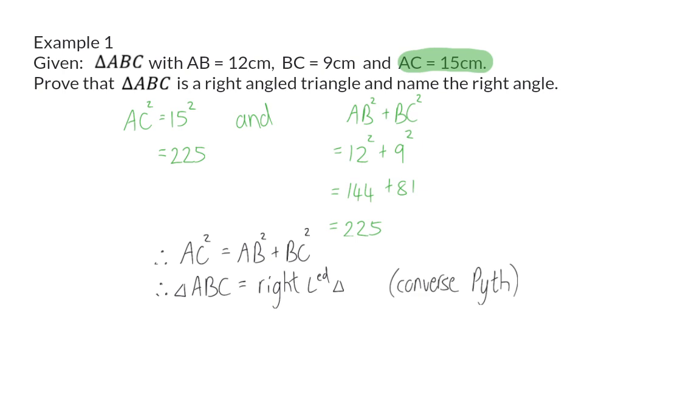Now we are also asked to name the right angle. Now the right angle is always right across from the hypotenuse, and in this case the hypotenuse was side AC, which means the right angle right across from it will be angle B.